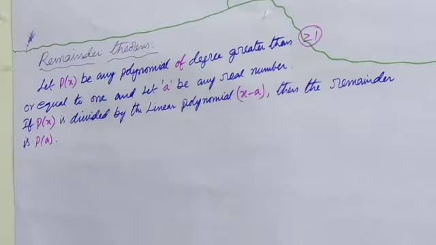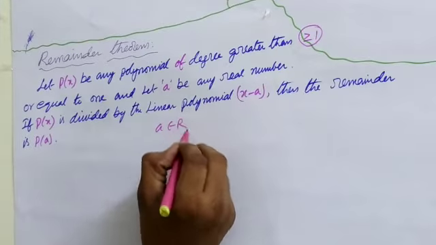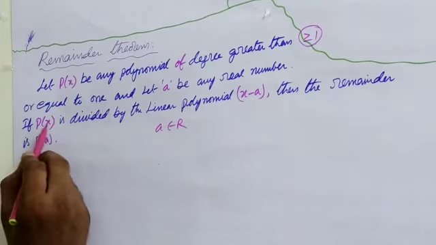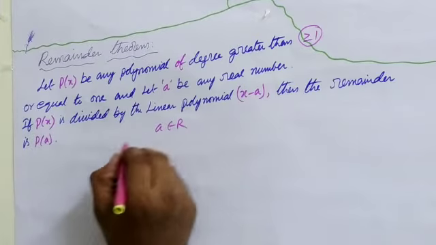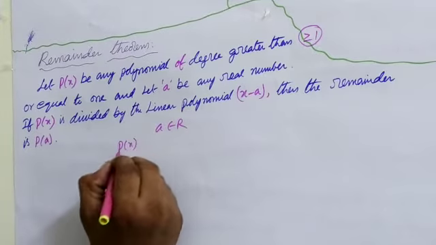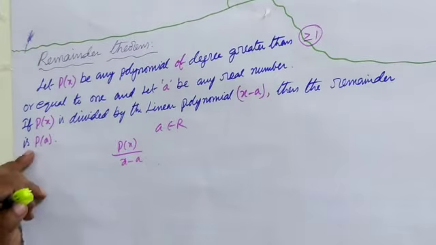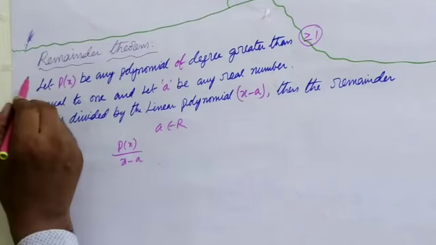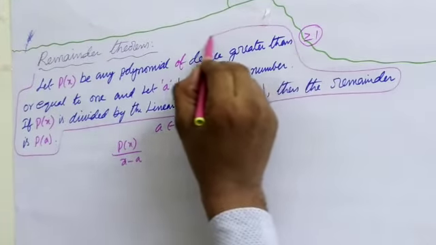Therefore, let a be any real number. a belongs to the real numbers. Therefore, if P of x is divided by a linear polynomial x minus a, then the remainder is P of a. The remainder is P of a. Now we have discussed the Remainder Theorem. This is the statement of the Remainder Theorem.